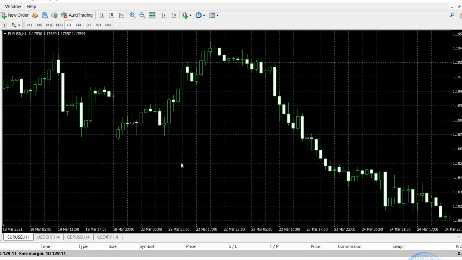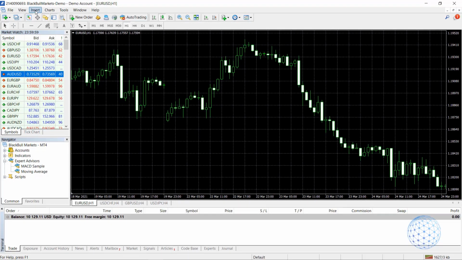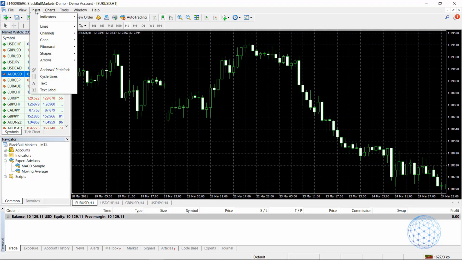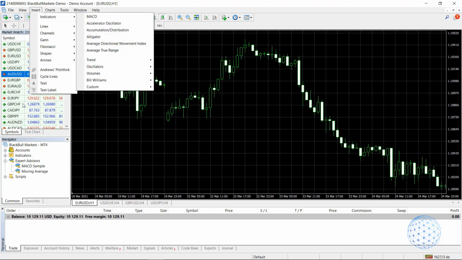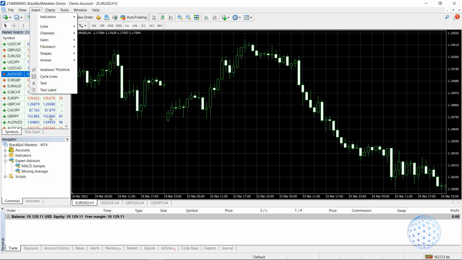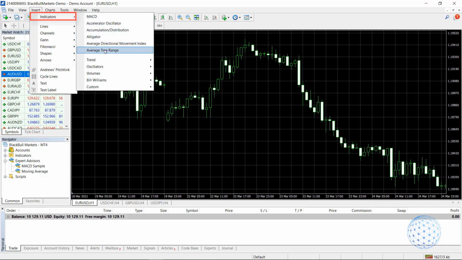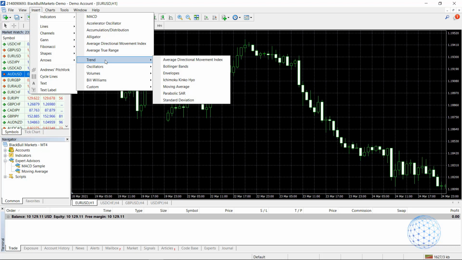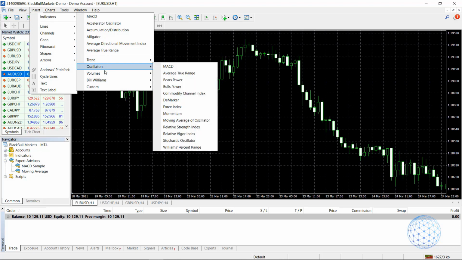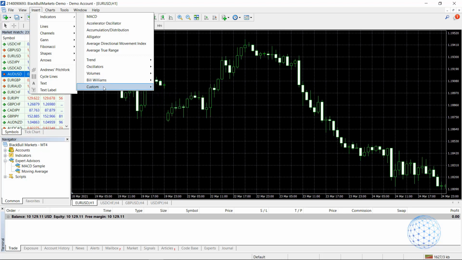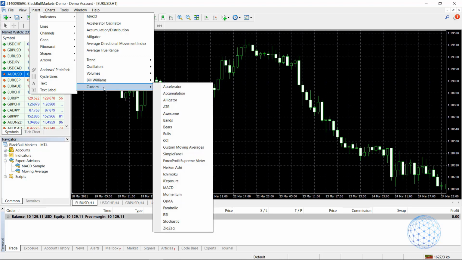Alright, so let me put now one indicator over the chart. I will click on insert, and this is where the Forex Metatrader 4 indicators are, and they are available as well in the navigator. But if I click on insert and I go to indicators, you will see that they are grouped in different categories. We have the trend indicators, we have the oscillators, the volumes, the Bill Williams, and we have some custom indicators.